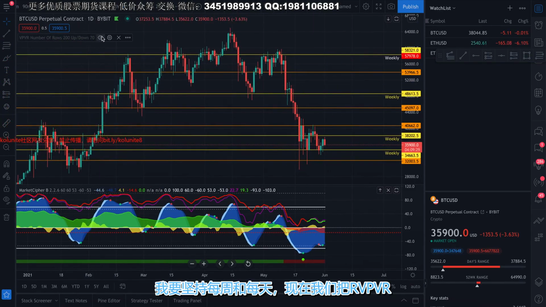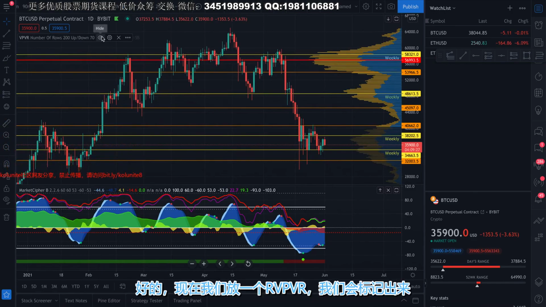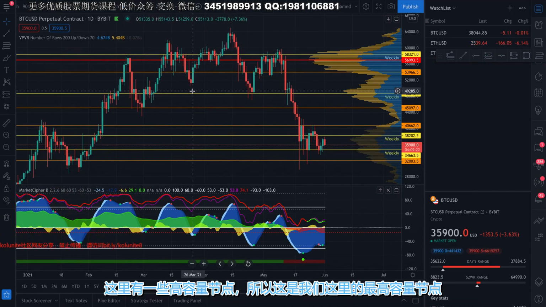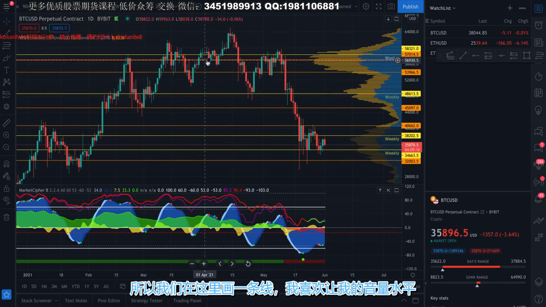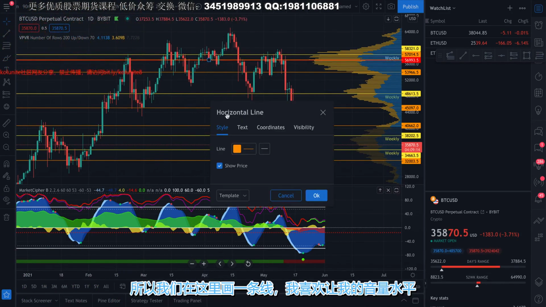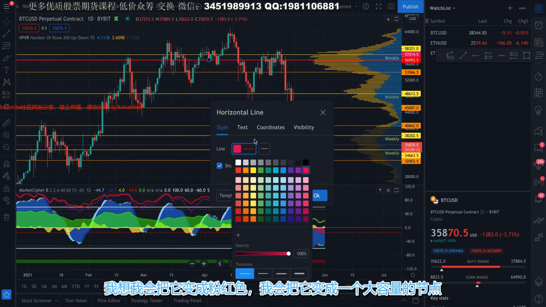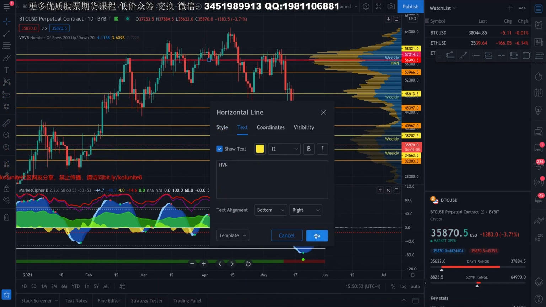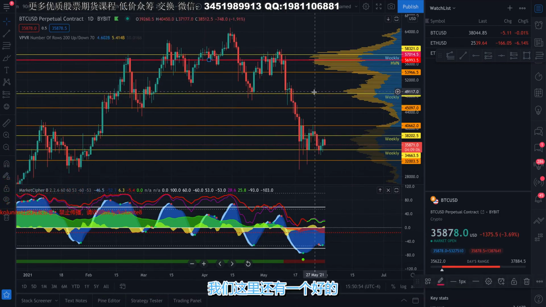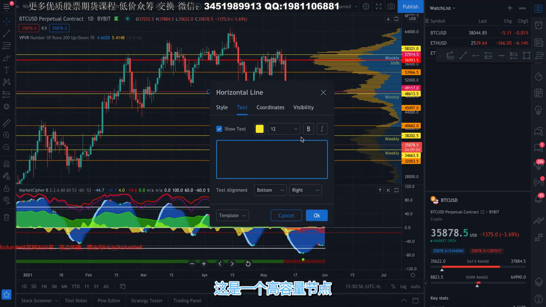Now we put on our VPVR. And we would mark out some high volume nodes on here, right? So this is the highest volume node that we have right here. This is a high volume node. So we draw a line here, and I like to make my volume levels pink. So I'd make it pink, and I'd make it say high volume node. And we have another one right here. This is a high volume node.